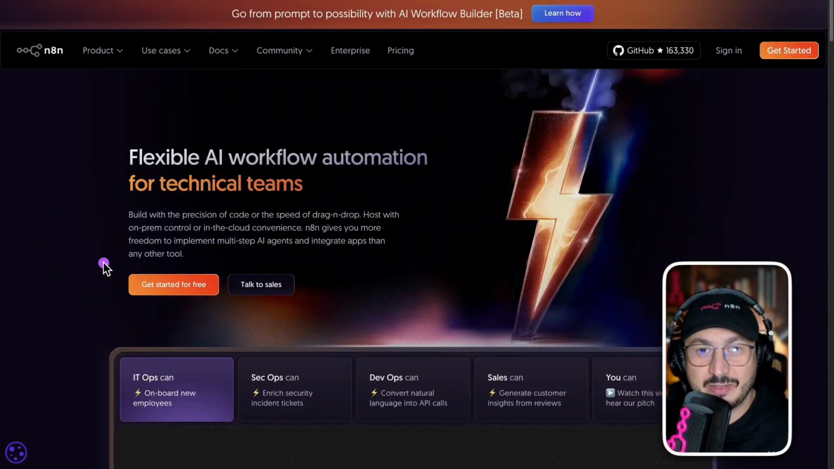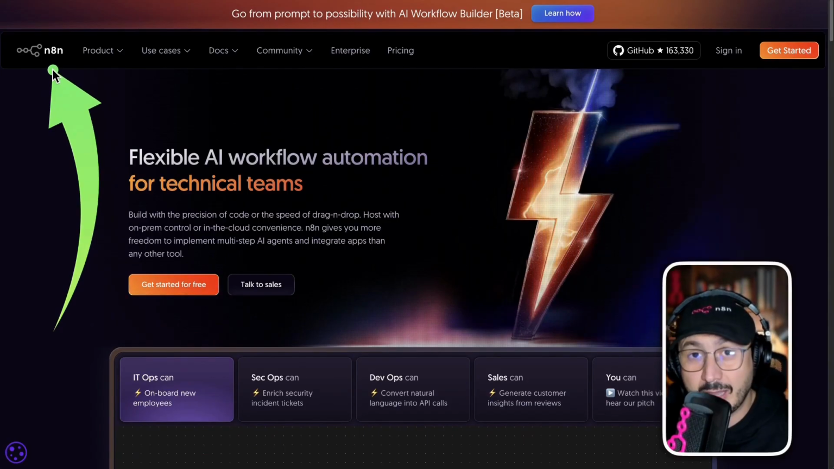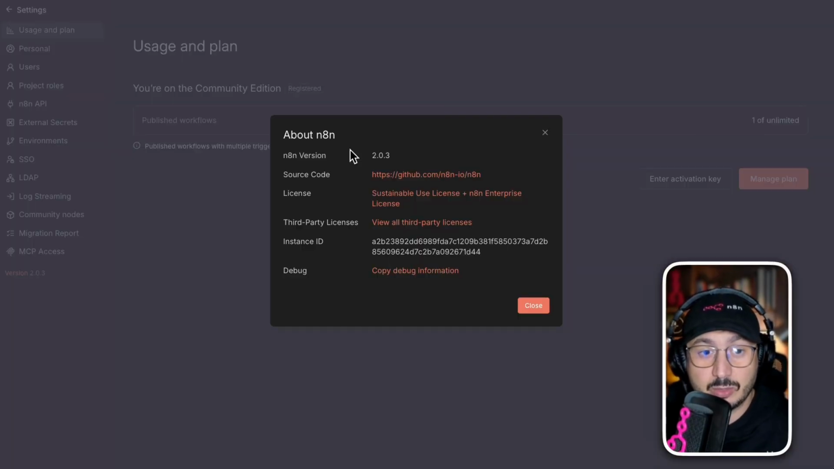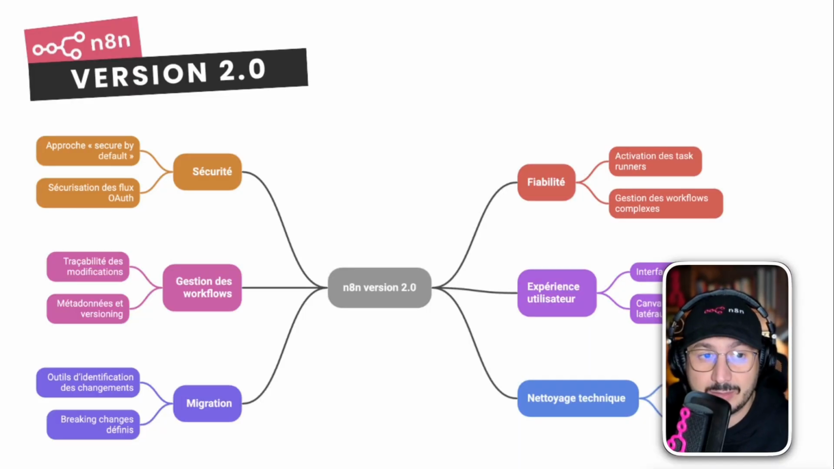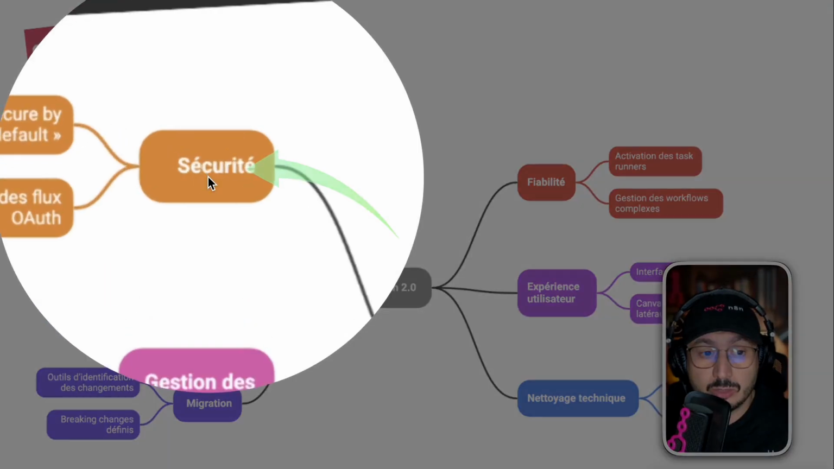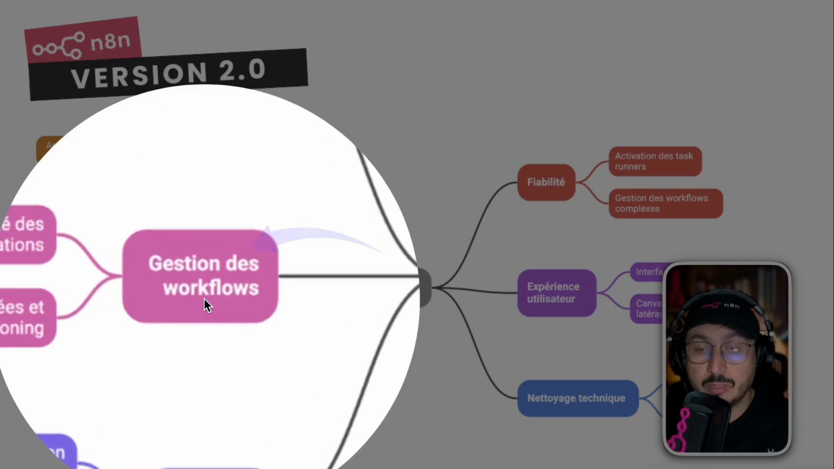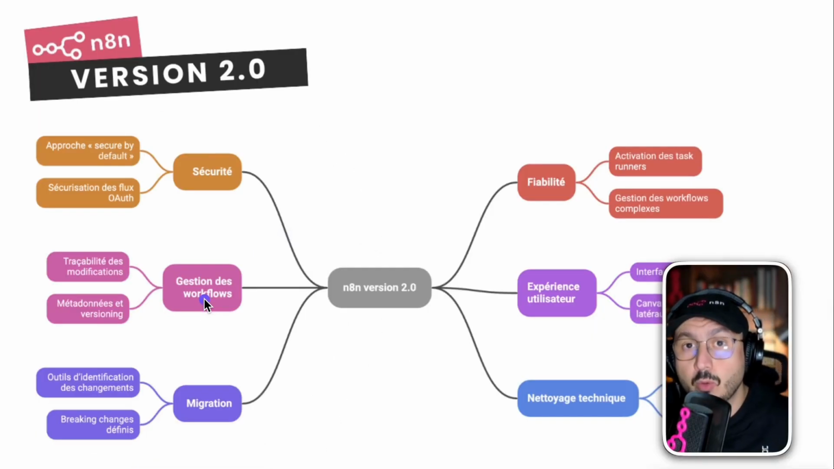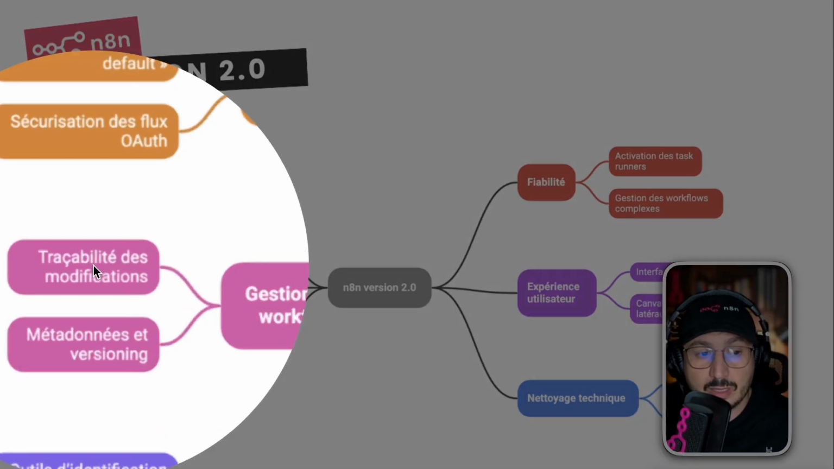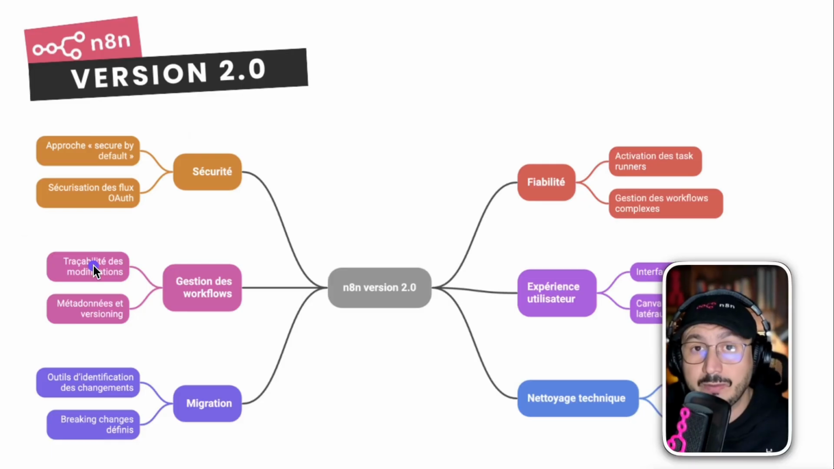So today in this video, I'm going to show you how I can update my n8n version to get version 2.0. Now, version 2.0 is a very interesting version. It's the very latest update for n8n. Why? First of all, they've strengthened everything on the security side, and most importantly, they've improved the management of workflows and sub-workflows. So as a result, execution is much faster, and most importantly, we have what's called traceability for modifications.